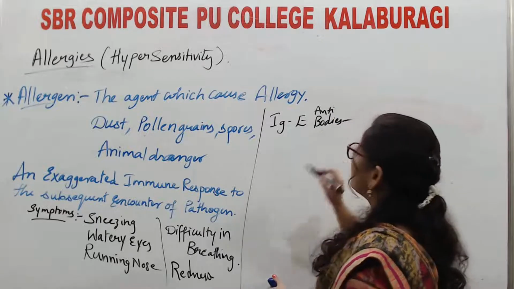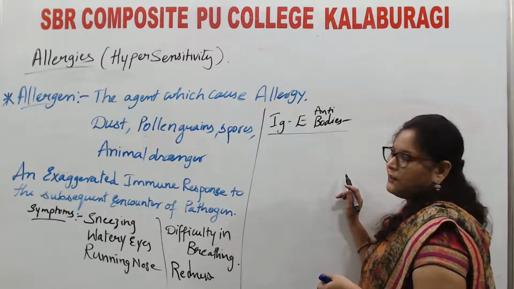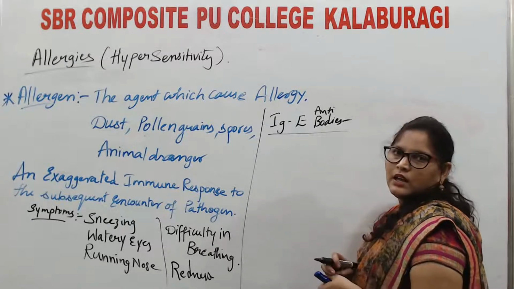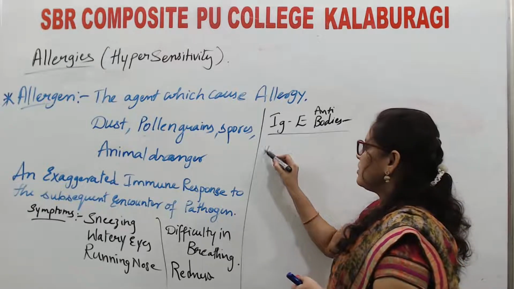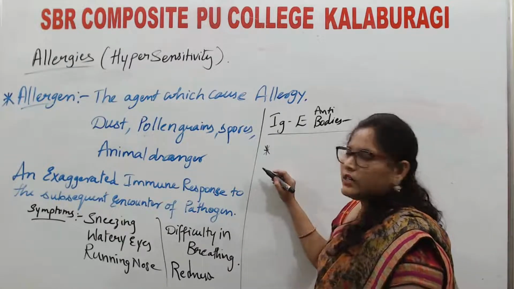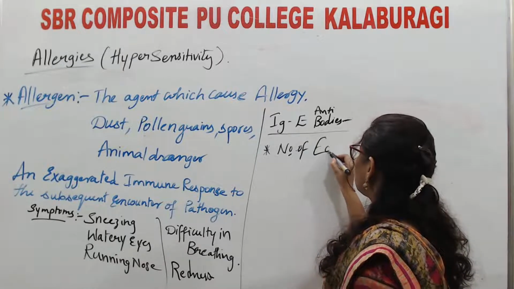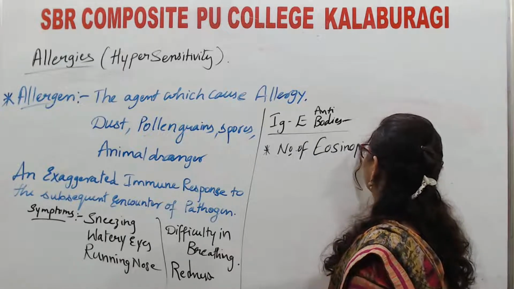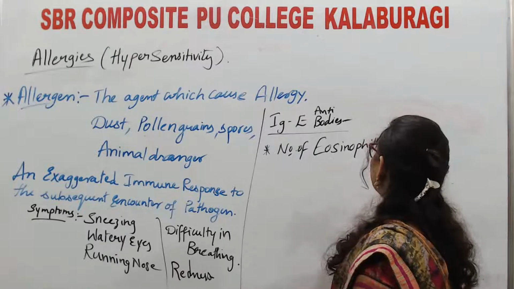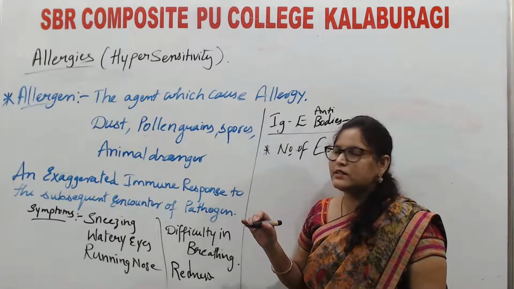IgE antibodies are produced in case of allergic reactions. They are fighting against these allergic antigens or allergens. Apart from that, during allergic reactions, the number of eosinophils increases. What are these eosinophils? Eosinophils are granulocytes, leukocytes, white blood cells.